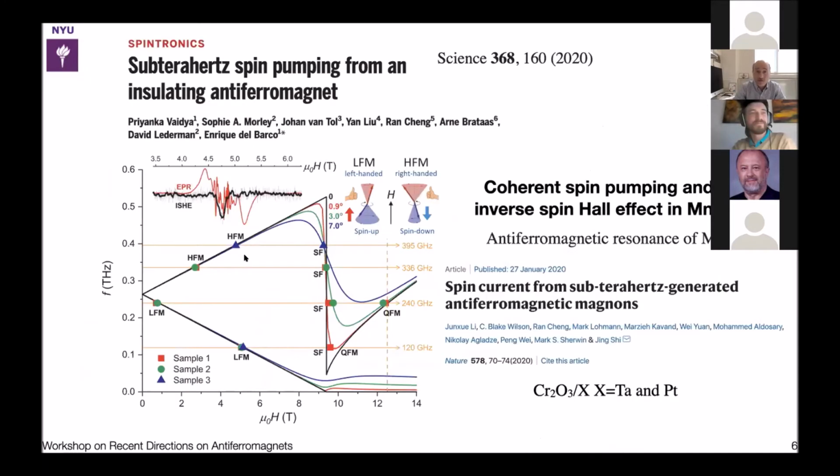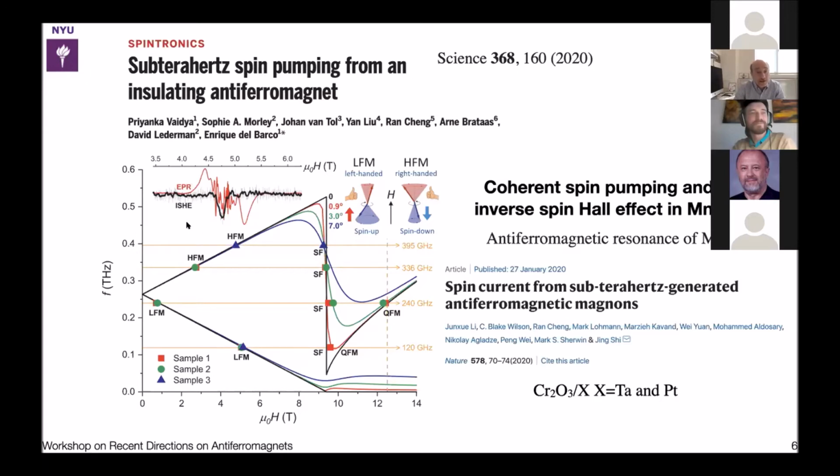And then there's this very nice experiment, which is essentially the inverse of what we want to do. That is exciting an antiferromagnetic Néel vector with a microwave field and detecting the resulting spin currents that are generated in adjacent heavy metal. This is work done in Enrique Del Barco's group at UCF, University of Central Florida, with David Letterman and other people you probably recognize doing the theory.